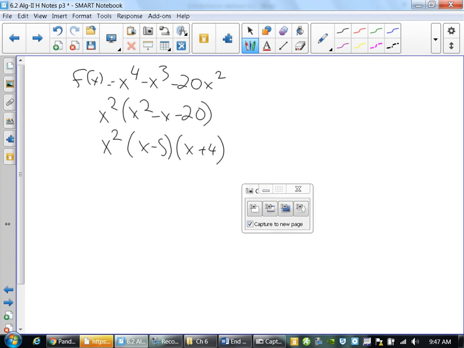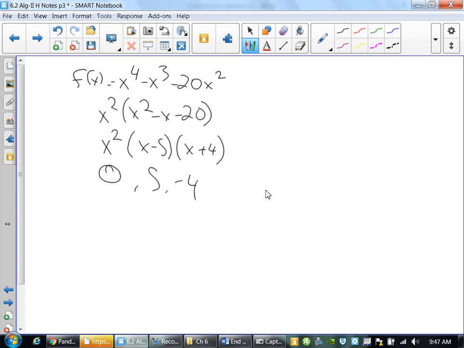So we have zeros at 0, 5, and negative 4. Now, this was just like an automatic 0 whenever it's x times something, anything, because what you're doing here is you're setting this equal to 0. Okay. Since it's a 4th degree polynomial, that means I can have up to 4 zeros. Since I factored out the x squared part, that means that this 0 is repeated, because you can do this.